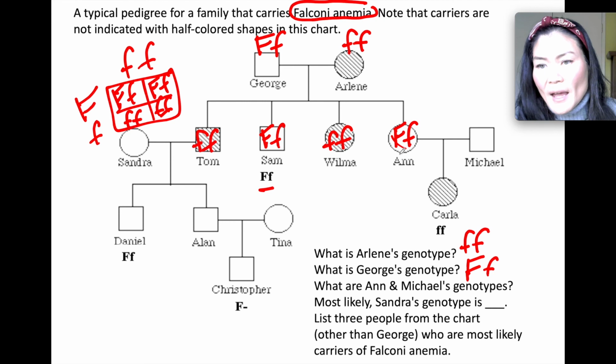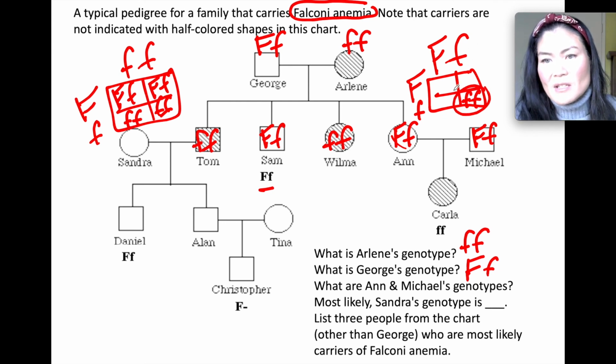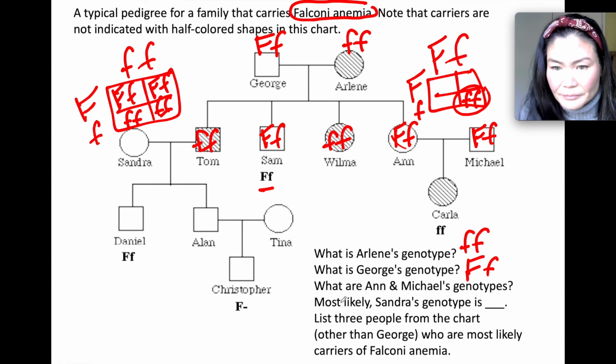If Anne and Michael do not have it, but their daughter does, what must Michael be? He's got to be big F, little f. I hope you guys see why. Because if they both do not have it, but their daughter does, that means that Michael's got to be a carrier, just like Anne.